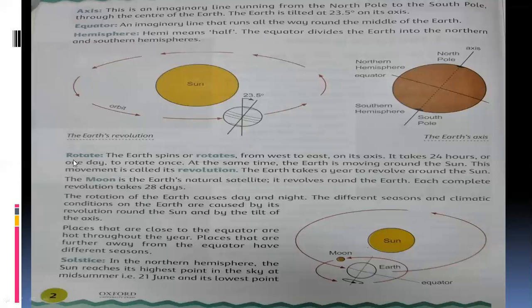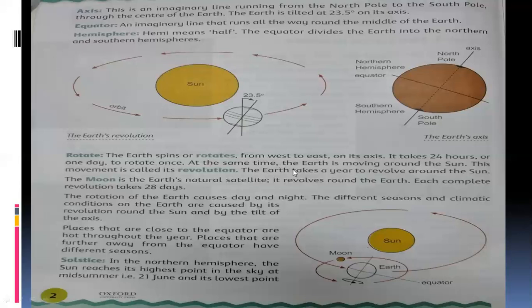Now students, look down, rotate. What does it mean, rotate? The earth spins or rotates from west to east on its axis. It takes 24 hours or 1 day to rotate once around its axis. The earth rotates itself around its axis.